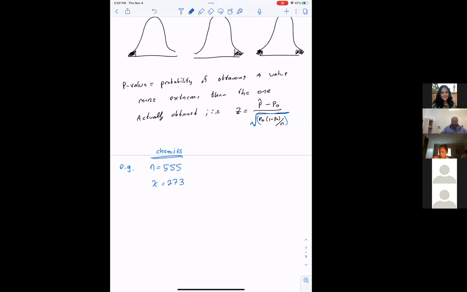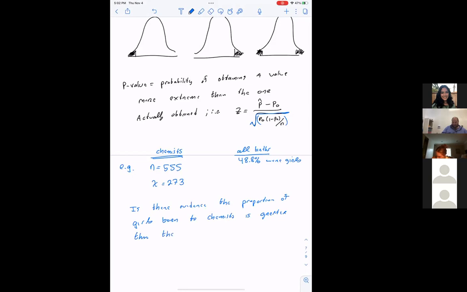During this period, 48.8% of all births in Washington State were girls. Is there evidence that the proportion of girls born to chemists is higher than the statewide proportion? Is there evidence? The proportion of girls born to chemists is greater than the statewide proportion.